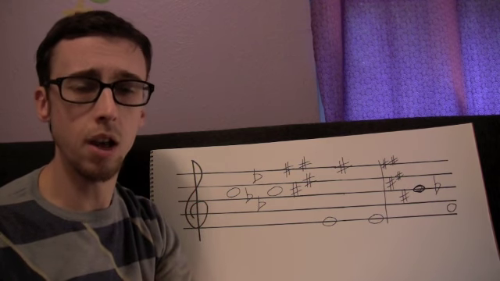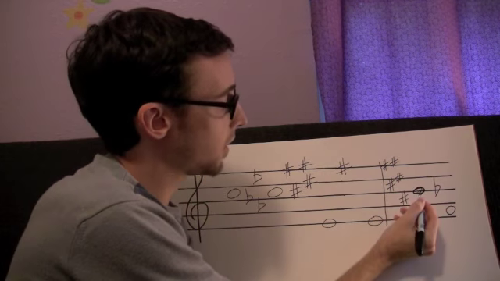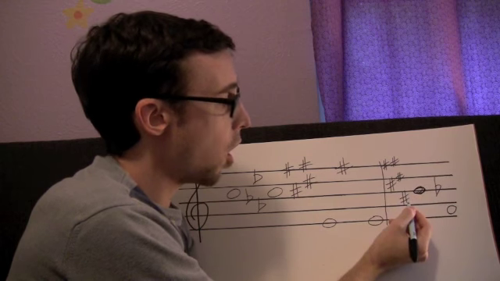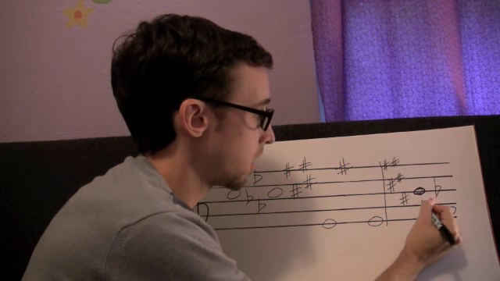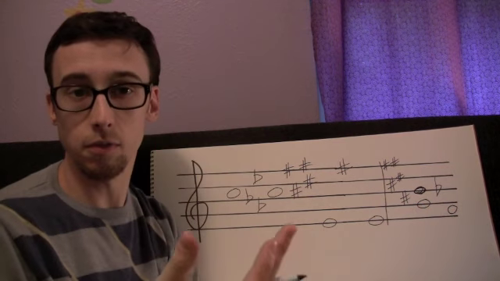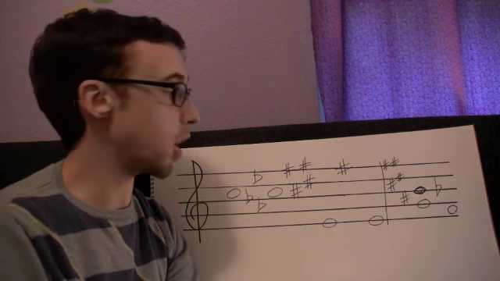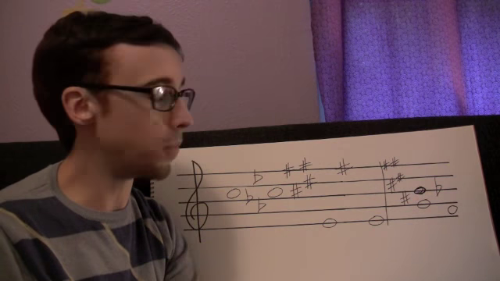So how do we find the relative minor of a major key? Well, if we are in the key of B major right here, all we do is go down a third from the tonic, and here we get a G sharp, and G sharp is our relative minor. So our relative minor is always a minor third below our tonic.